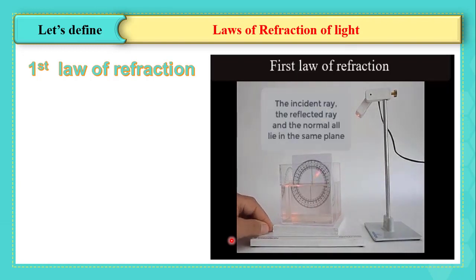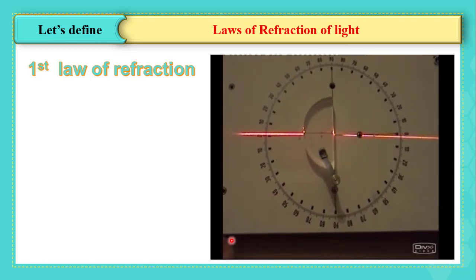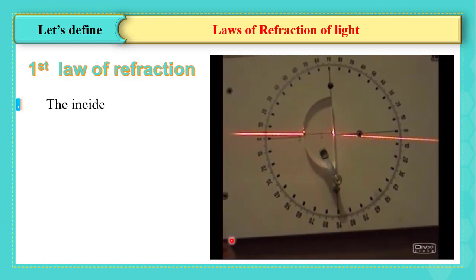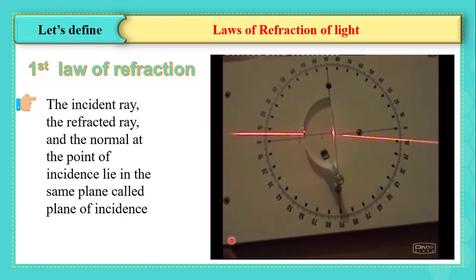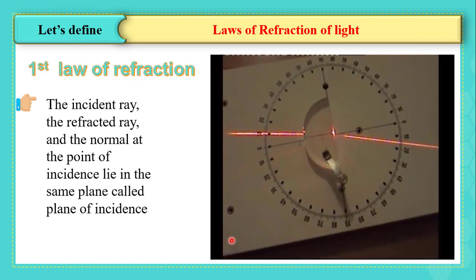Even when we change the position of the tank and the light is still directed coincident with the plane of the paper, you can still see the incident and the refracted ray in the same plane, which is that of the paper. Then, the first law of refraction states that the incident ray, the refracted ray, and the normal at the point of incidence all lie in the same plane called the plane of incidence.